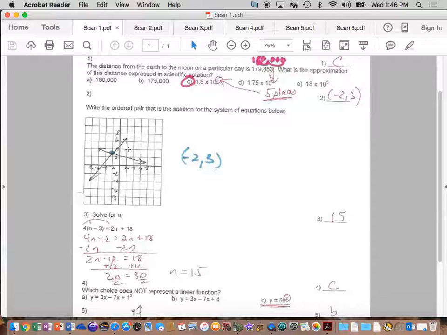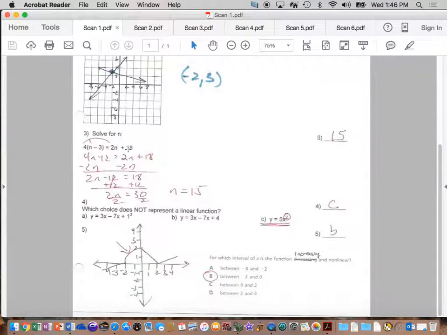Number 5. It's choice B. And it says, where is it increasing and non-linear? Now, linear means a straight line. And if you look at these other three sections, they're all straight lines. So I want non-linear, which means it can't be straight. This section's not straight. And it's increasing. We read a graph from left to right like a book. And it's curving and going up. Because it's going up, it is increasing. Okay? Anything else? No. All right, let's go to the next page.